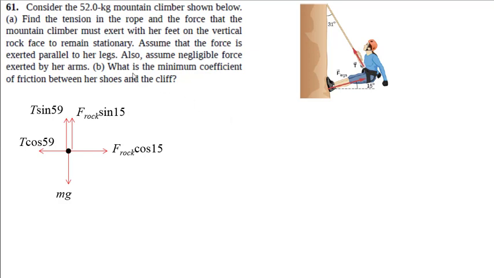Let's look at part B. Part B is asking us about the coefficient of friction. And here, we kind of glossed over something, but it might have been troubling to you to say that this vertical wall is exerting a force in this direction.